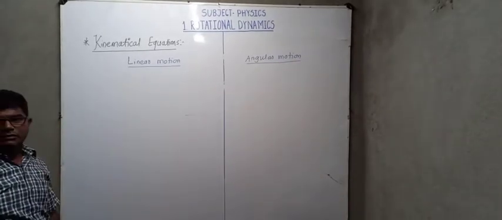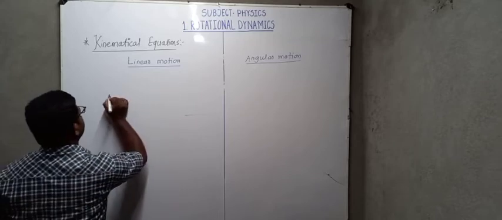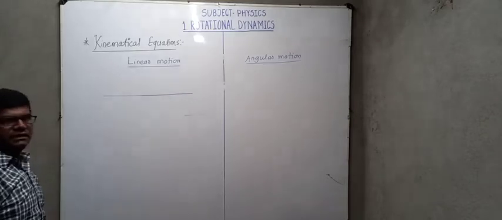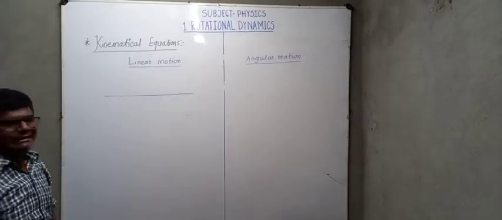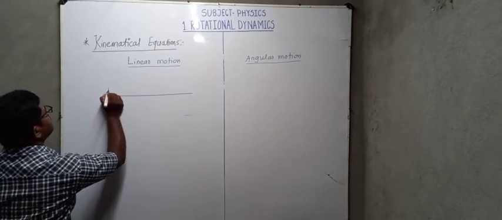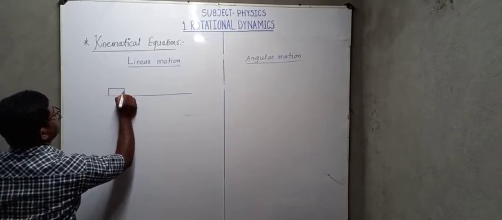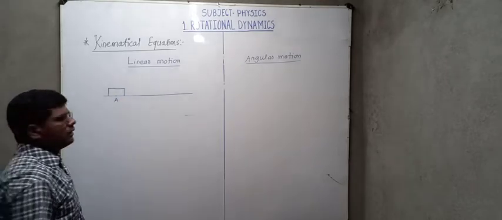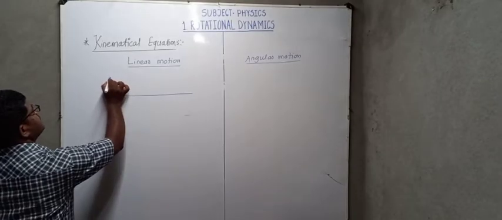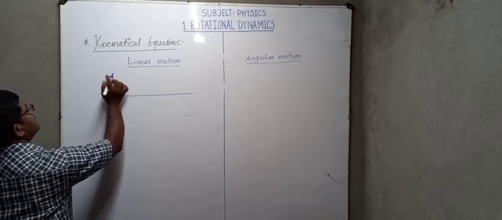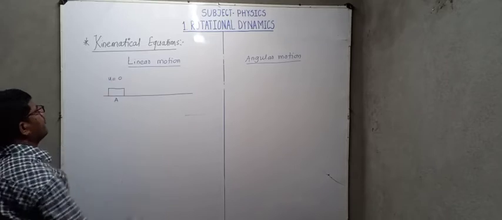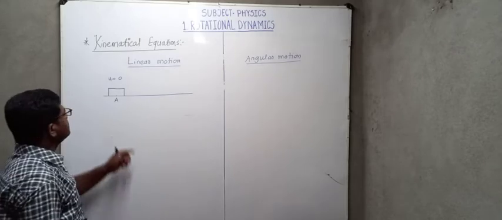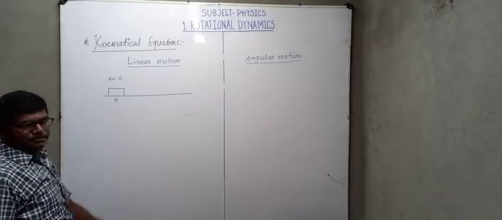Now, in linear motion, we know the path of the particle is a straight line. Initially, the particle is at point A. Its initial velocity u is equal to 0 when it is at rest.